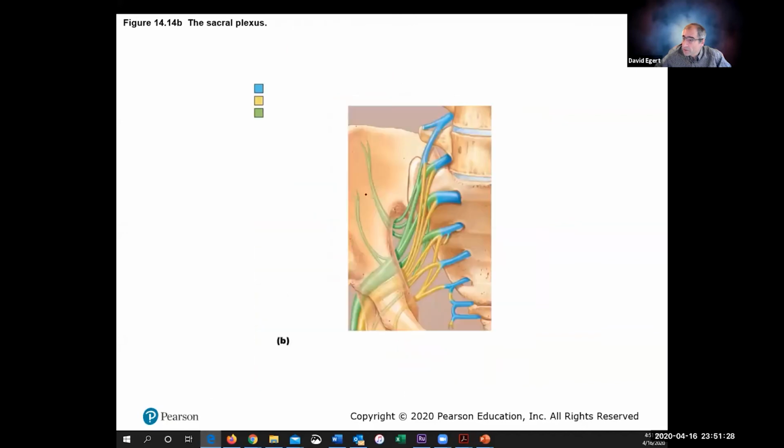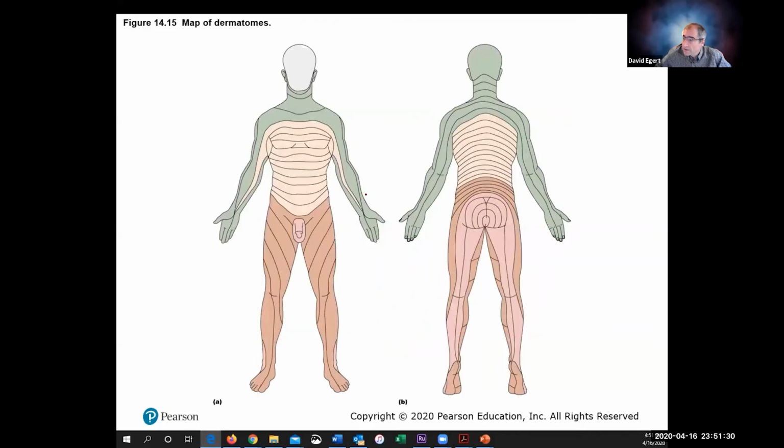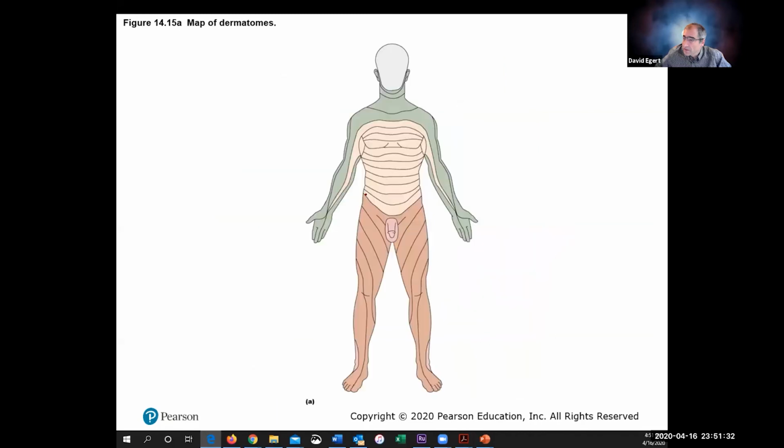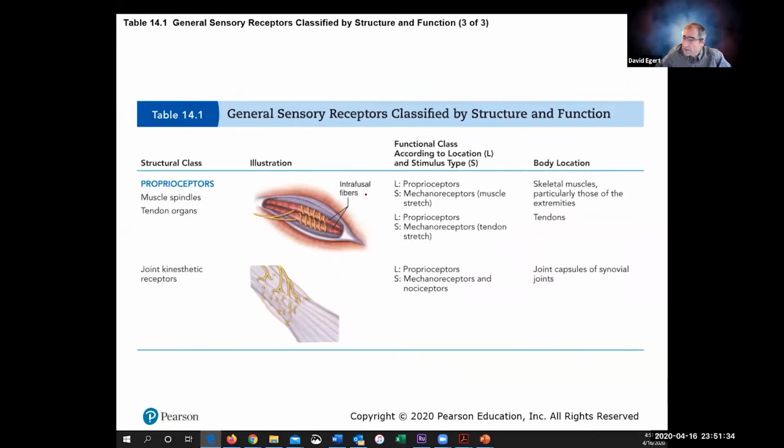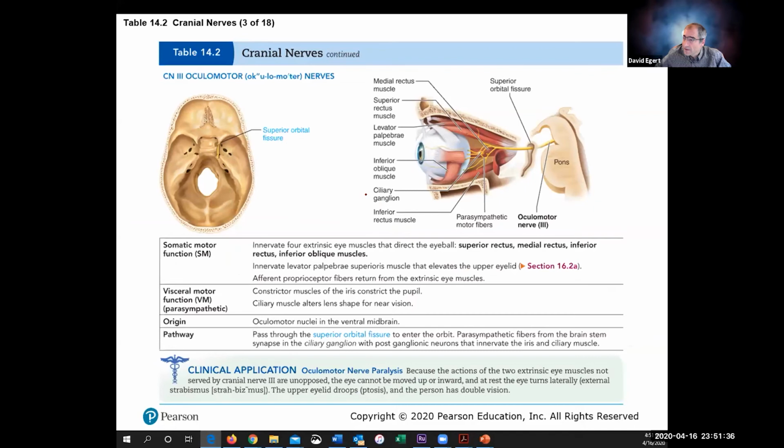These are the dermatomes. Yeah, you should remember these eye muscles. Which of the eye muscles would you use to look laterally, to move your eyeball to the side?